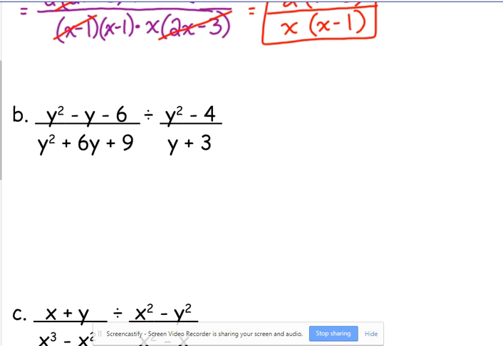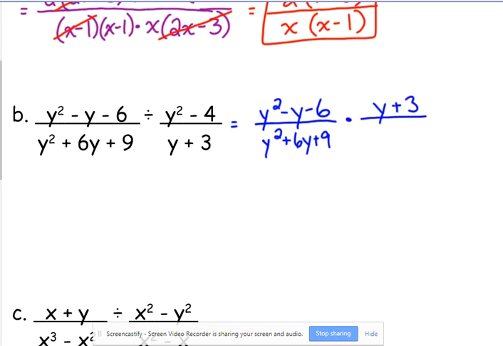So, here's another one. Y squared minus y minus 6 over y squared plus 6y plus 9 divided by y squared minus 4 over y plus 3. Okay, y'all don't want me to skip any steps, so we will flip. Turn it into multiplication. Then we will factor. If you personally can flip and factor at the same time, go for it. Just be careful.